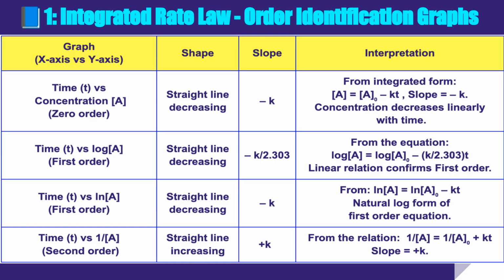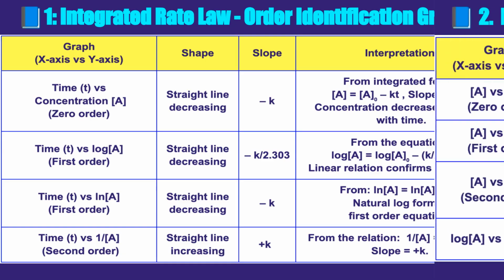Moving on to chemical kinetics, we study integrated rate law graphs for order identification. Straight-line plots of concentration, log concentration, or reciprocal concentration versus time determine the reaction order. You needn't calculate the reaction order, you recognize it from the graph.